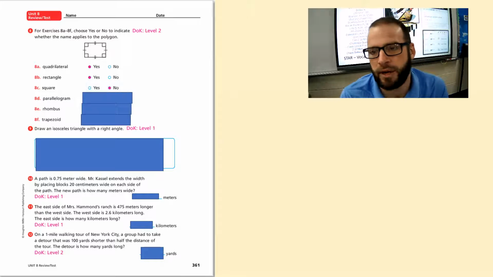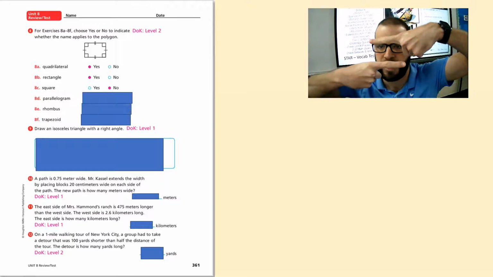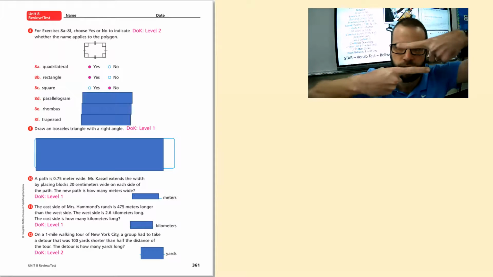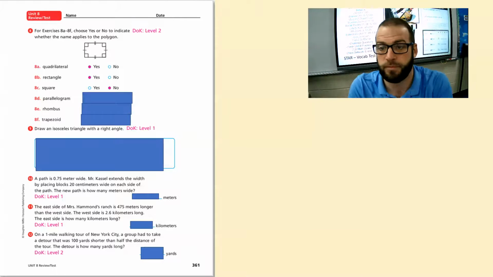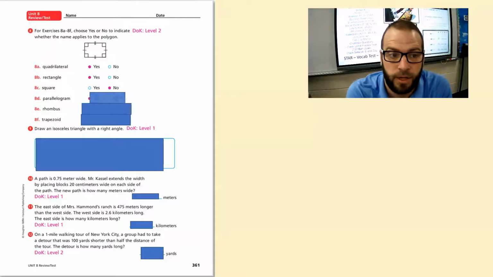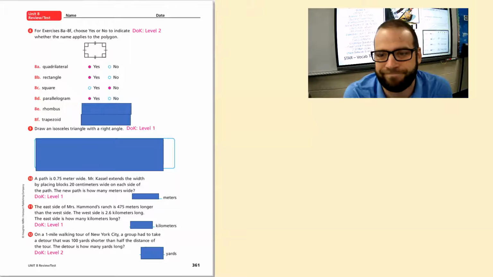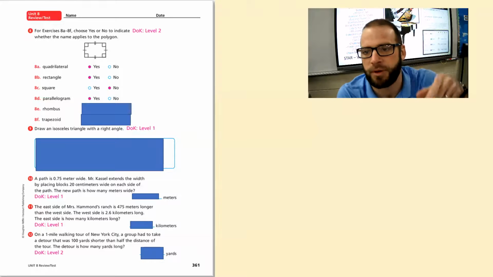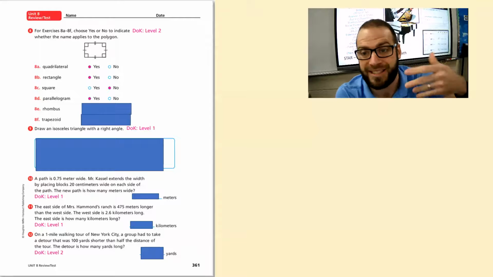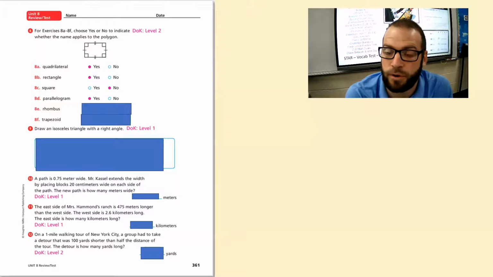Is it a parallelogram? Well, remember, parallelogram means there's 2 groups of lines that are never going to run into each other. Here's a group, and here's a group. Yes, it's a parallelogram. Is it a rhombus? Just like a square, all of them have to be equal to be a rhombus. The only difference is a rhombus doesn't have to have those right 90-degree angles. So it's not a rhombus.